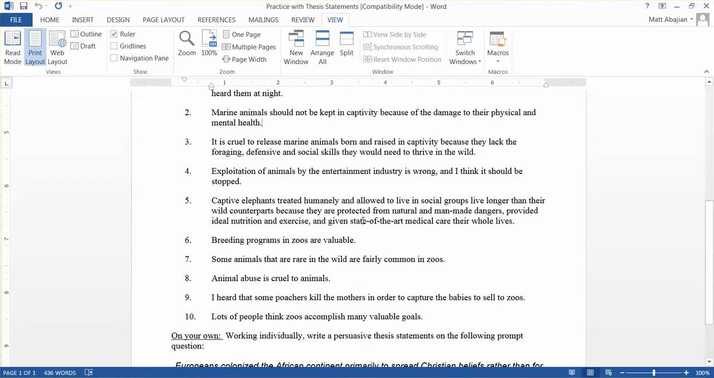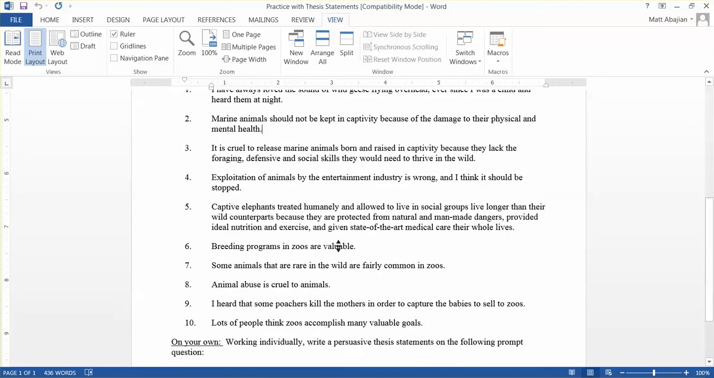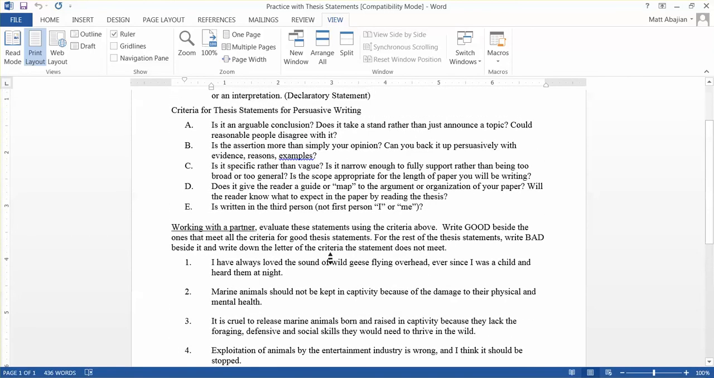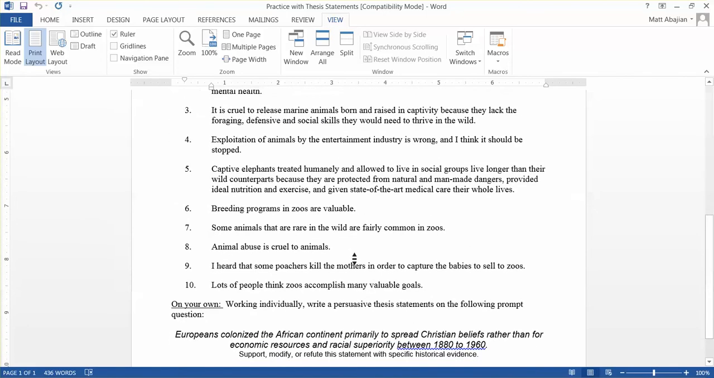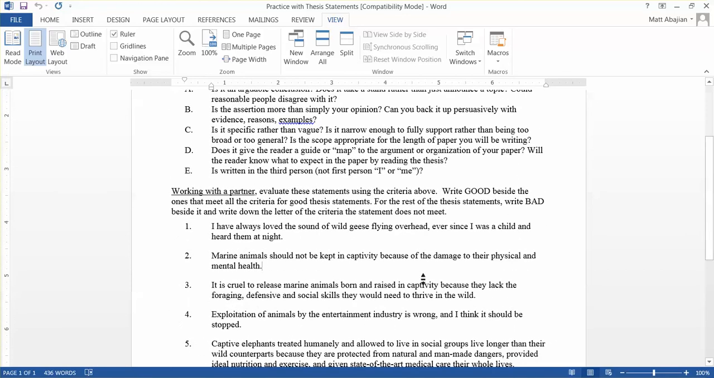Number 5 looks good. Numbers 6, 7, 8, 9, 10 don't work. In fact, these are all bad ones. Breeding programs in zoos are valuable. Yes, they took a stance, but again, they don't explain it. Some animals that are rare in the wild are fairly common in zoos. That's a statement, but it's not arguable. Animal abuse is cruel to animals, same thing as 6. There's no reason to back it up. I heard that some poachers kill in order to capture the babies to sell to zoos. Again, no I statement. Lots of people think zoos accomplish many valuable goals, but again, it doesn't give me a roadmap.